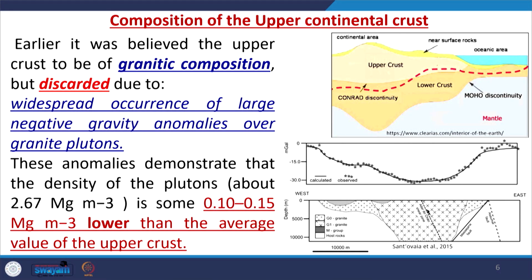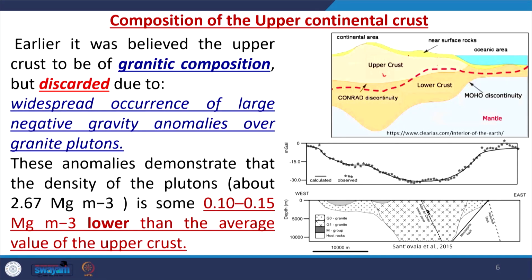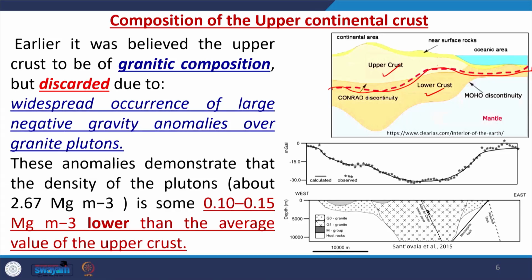Now, the composition of the upper continental crust. We know the continental crust is divided into two segments vertically, the upper continental crust and the lower continental crust, and it is divided by a discontinuity called the Conrad discontinuity. For your information, if you remember our earlier class, the Conrad discontinuity is not present throughout the globe. That means in some places it is there, but in some places it is not there. So, it may be related to orogenesis also.